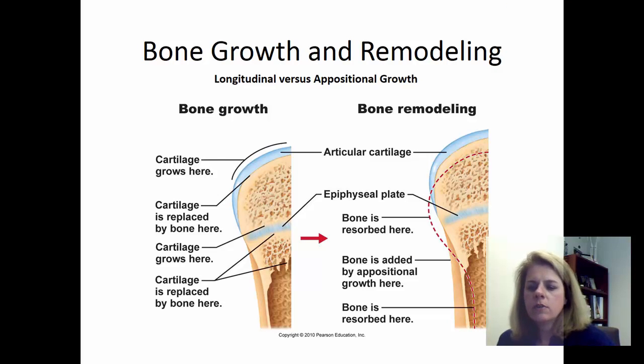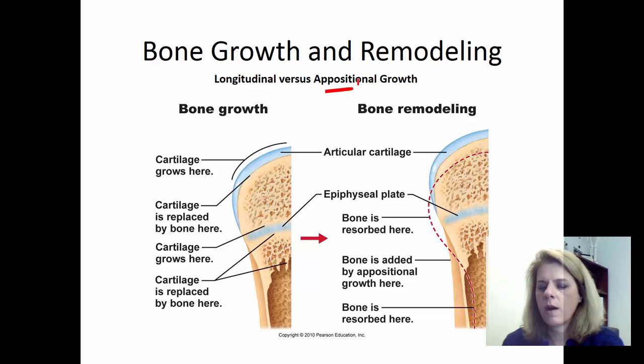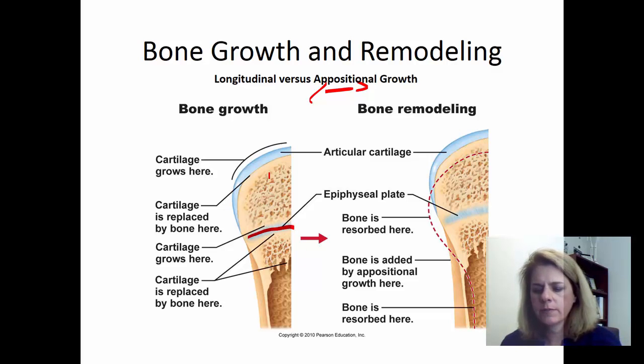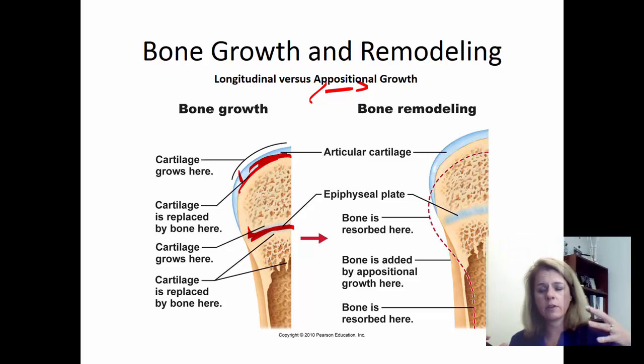All right, so now once your bone grows, you've got to remodel it, and we have what's called appositional growth. Appositional growth is where the bone gets wider. What we're looking at here shows you your cartilage, and here's your cartilage here. The bone is growing on the ends, at the two epiphyses, and also at the epiphyseal plate. It's getting longer and longer and longer.